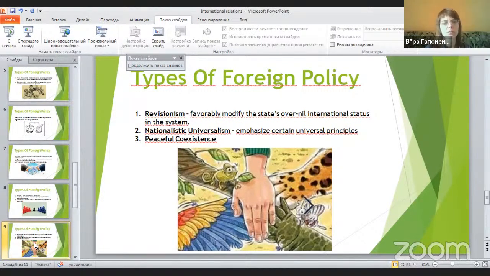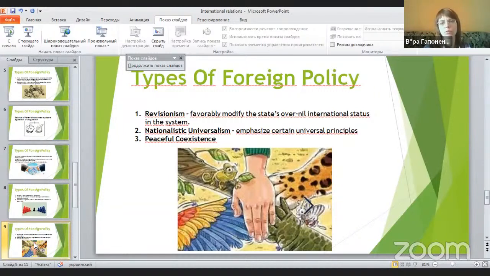Revisionism favorably modifies the state's international status in the system. We can say that it is a contrast to status quo. It means that a country tries to do its best to be a part of the international system. They try to change their national law and some practices to be a member of some alliance.